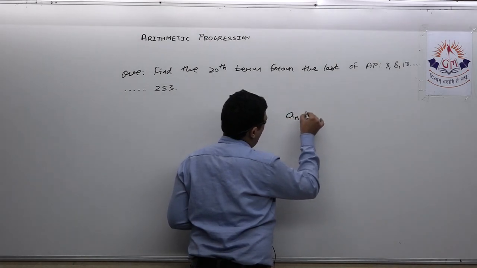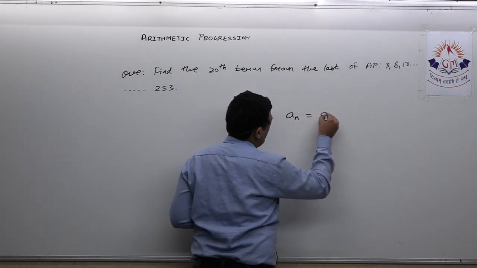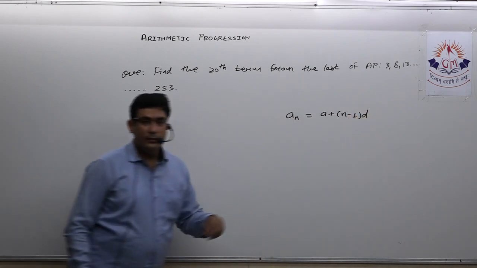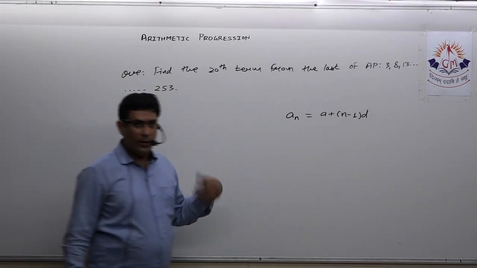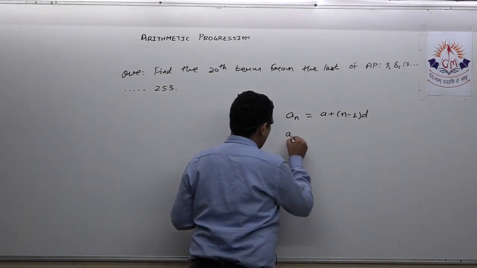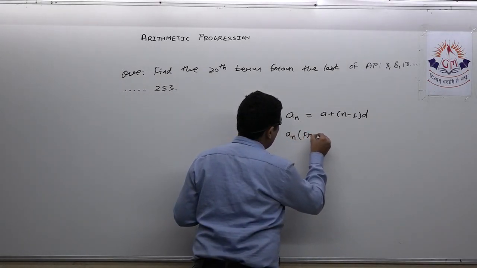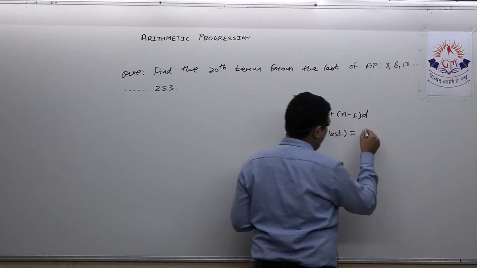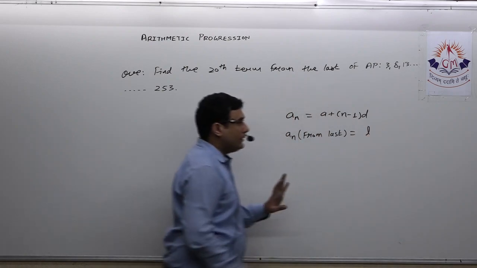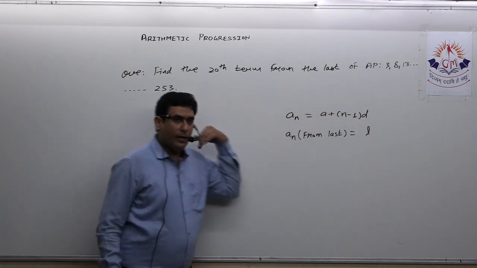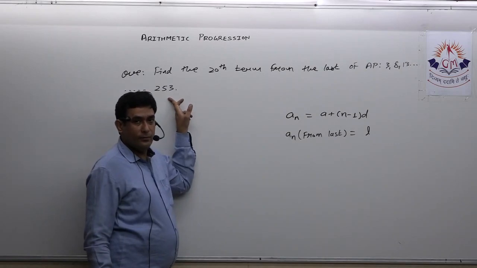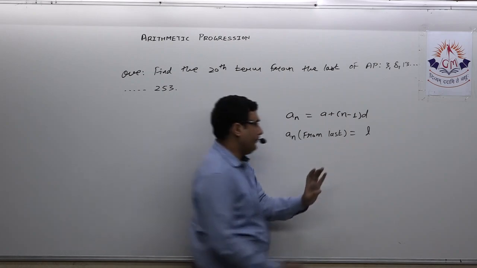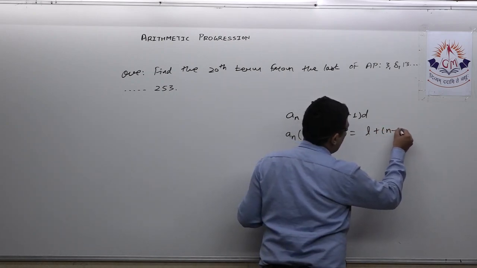See here, for the nth term we have the formula a plus n minus 1 into d. To find the nth term from the last, just make one difference: a_n from last is equal to, instead of a, put l. Simply I have to count from the last, so I am considering this as the first term. At the place of a, I am putting l. Again, n minus 1, I keep it as it is.